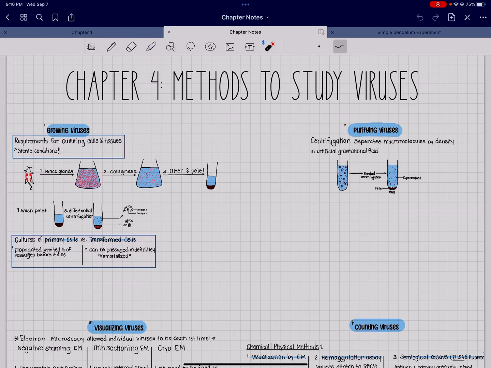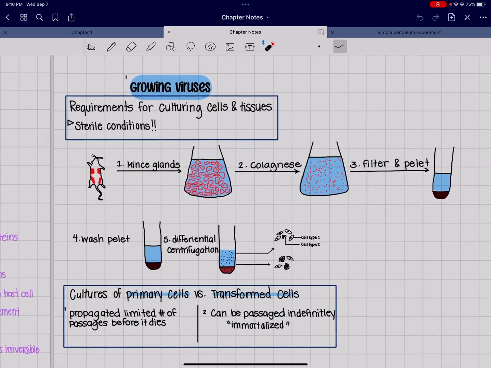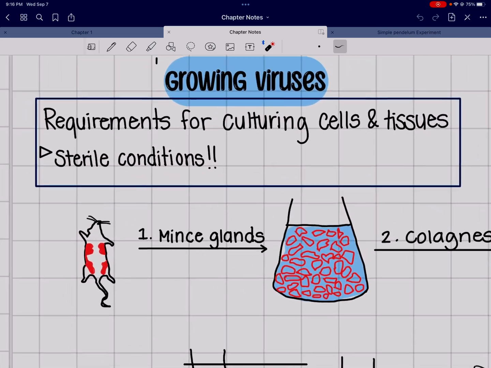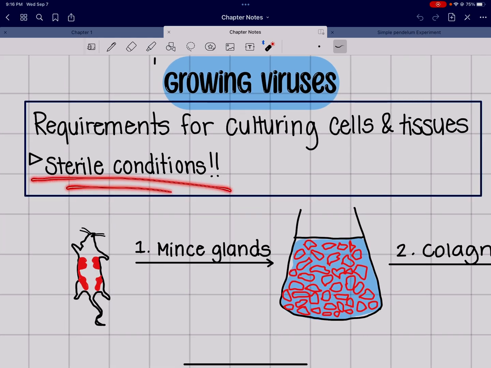Howdy, today we'll be talking about Chapter 4, Methods to Study Viruses. So the first thing we're going to be talking about is growing these viruses. The requirements for culturing cells and tissues are sterile conditions.